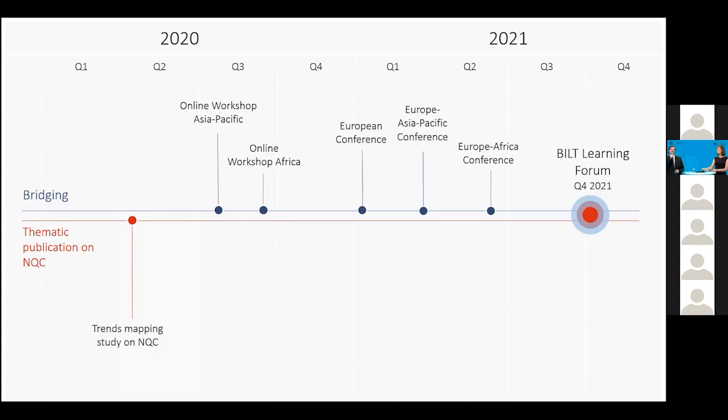Okay, so we talked a little bit too about the trends mapping study on new qualifications and competencies. For the BILT project, this trends mapping study is an entry point to the preparation of our thematic publication on new qualifications and competencies in TVET. As Vera said, we conducted this in the first half of this year, and the results will be published shortly.